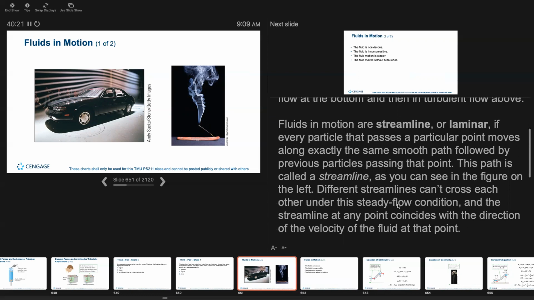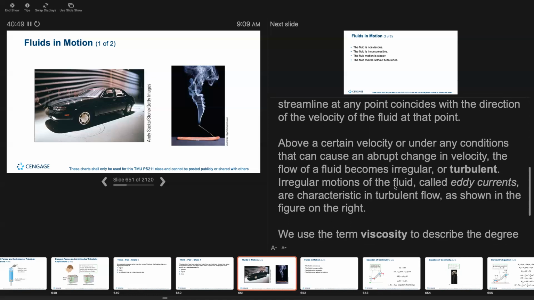Fluids in motion are streamline or laminar if every particle that passes a particular point moves along exactly the same smooth path followed by previous particles passing that point. This path is called a streamline. As you can see in the figure on the left, different streamlines cannot cross each other under steady flow conditions, and the streamline at any point coincides with the direction of the velocity of the fluid at that point.